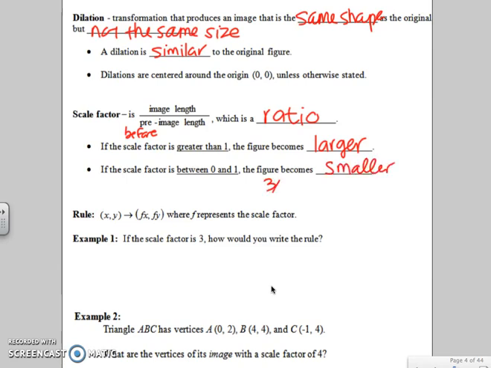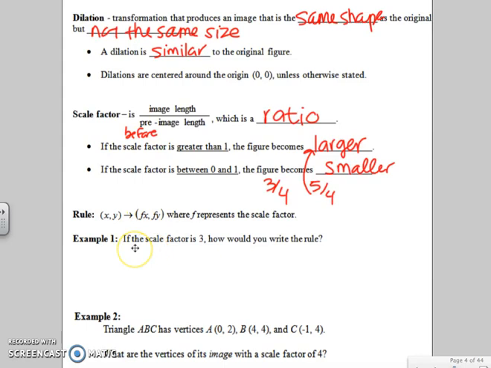So if you had 3 over 4 as a scale factor, your shape would get smaller. But if you had 5 over 4, that shape would actually become larger because it's a bigger fraction, it's bigger than 1. Okay, so here is the rule. Again, it's similar to translation. You've got x comma y with an arrow, and then f of x and f of y, where f is the scale factor. So for example, you're always going to have this x and this y.